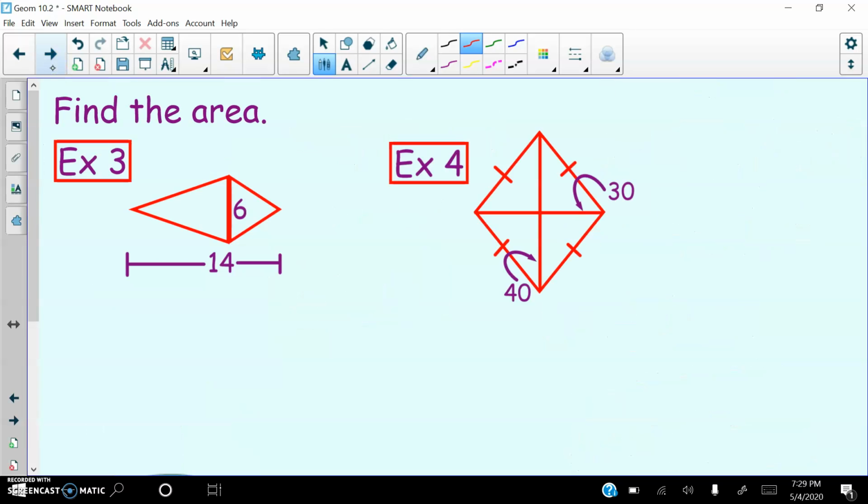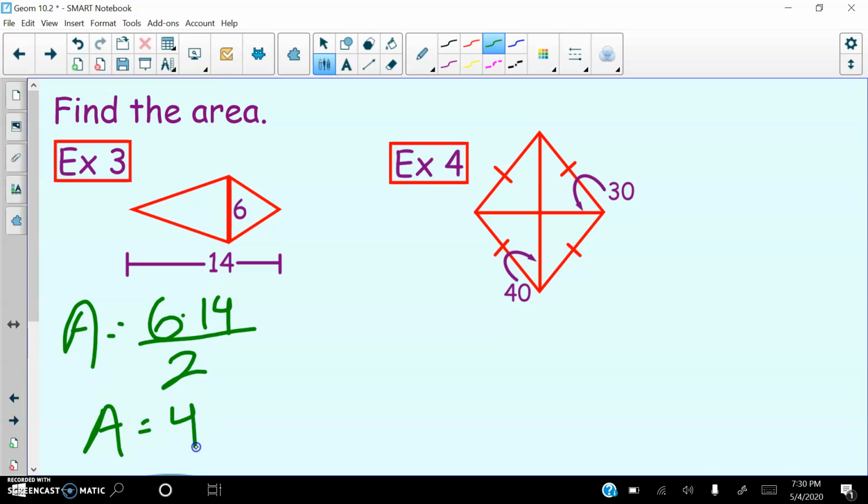All right, for number 3, I'm going to write it in the second way this time. The first diagonal is 6, so I could do 6 times 14 divided by 2, and that comes out to be approximately 42.